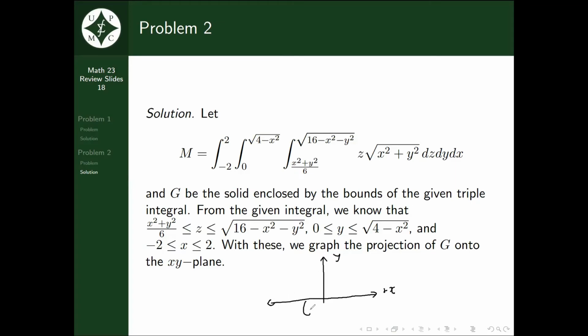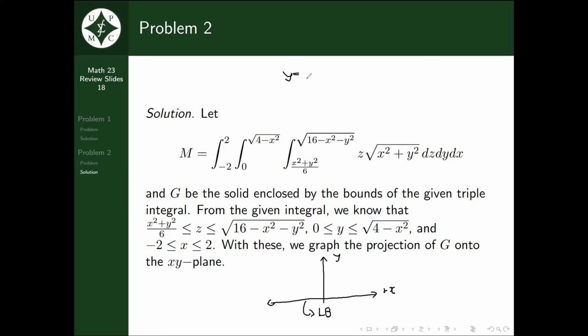So this line itself is the lower bound. Meanwhile, the upper bound is this square root of 4 minus x squared. So the upper bound is y equals square root of 4 minus x squared.